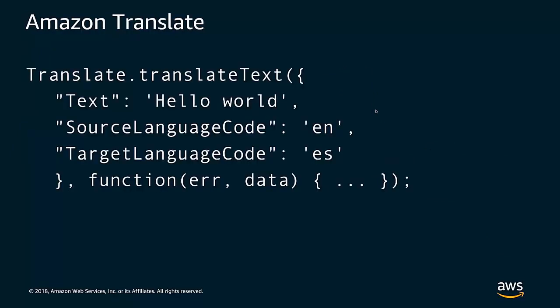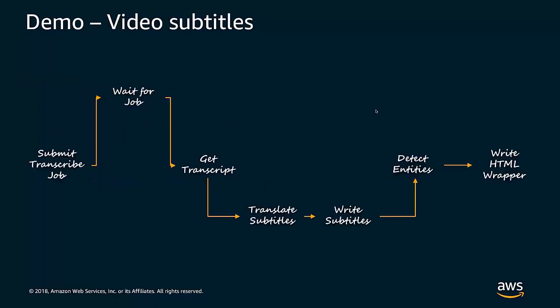With Translate, we can see that we have the ability to invoke it using the SDK. But here's what a video subtitle job flow would look like. A Transcribe job is submitted. We wait for the job to complete. Once the transcript is ready, and you saw how we might be able to get to that transcript, you can then translate those subtitles into one of many different languages that you'd like. You can write out these subtitle files, and we'll talk about precisely how you might do that in a minute.